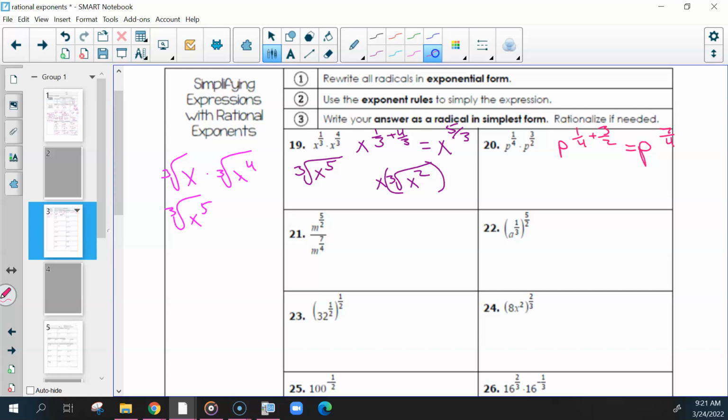What would that be in radical form? 4. Can you simplify that more? Yes. 4 goes into 7 how many times? Once. With how many left over?